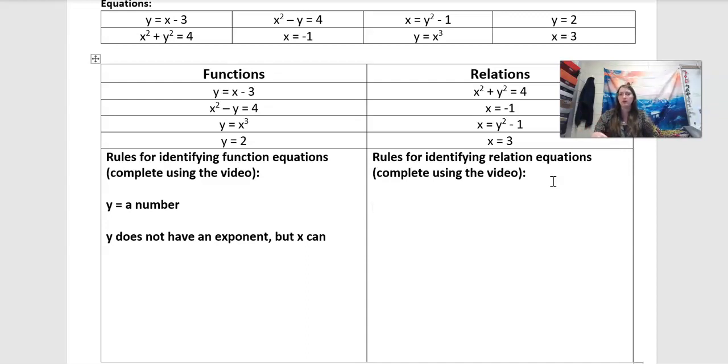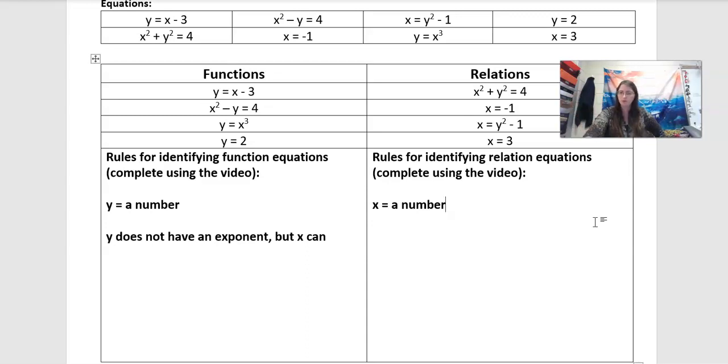Okay, then the relations are actually kind of similar. So instead of y equals a number, we have x equals a number, as we saw with the equations x equals -1 and x equals 3. Both of these are relations because they actually create vertical lines. So because they're vertical lines, if I put the vertical line test on top, they're going to hit everywhere. Okay, so it's going to hit multiple times, not just once. Okay, so any x equals a number will not be a function.